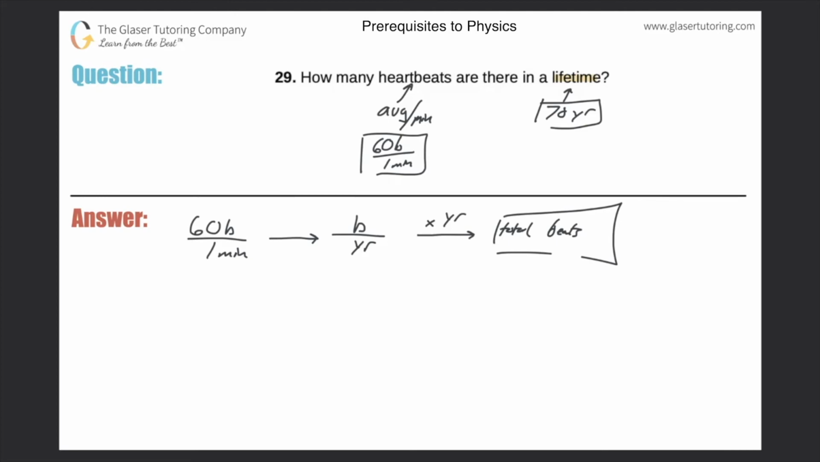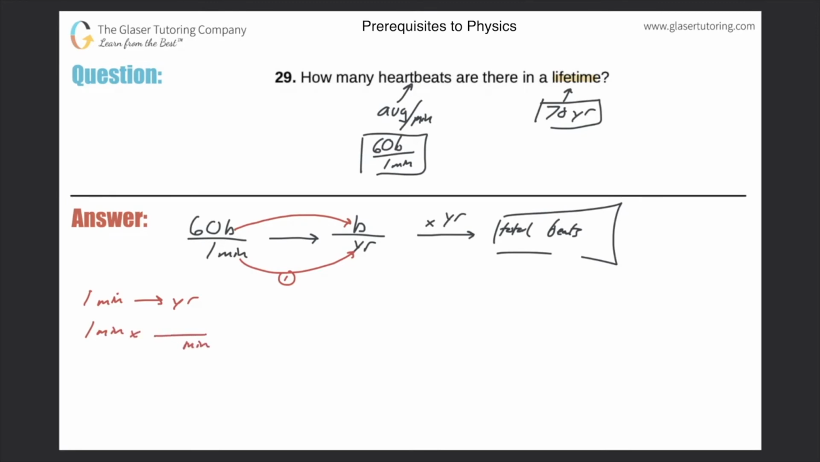So let's first work on this conversion of 60 beats per minute into beats per year. Okay, so I notice the numerator values are the same, so I don't have to do anything there. When I look at the denominator value, I do notice that there is a change in unit. So this is really how I'm going to start my conversion. I'm going to look to convert 1 minute into years. So let's write down what we're given, 1 minute. I'm going to put minutes on the bottom.